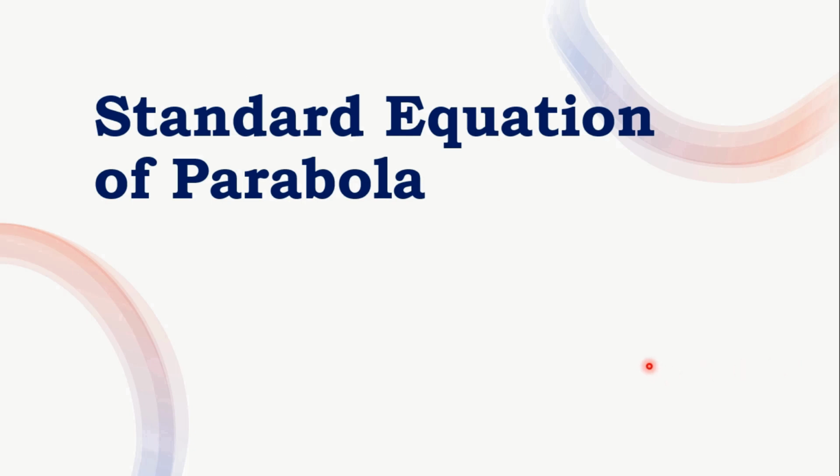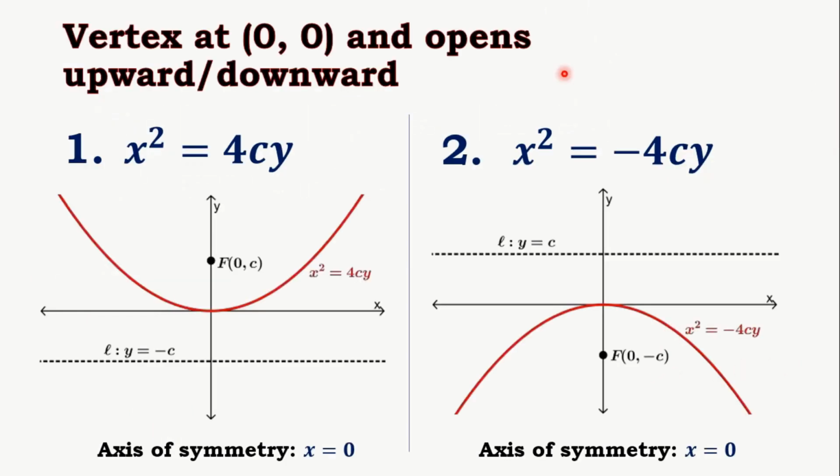Now we have the standard equation of parabola. For a parabola with vertex at the point (0, 0) and open upward, the equation is x squared equals 4cy. For a parabola that opens downward with vertex at (0, 0), the equation is x squared equals negative 4cy.